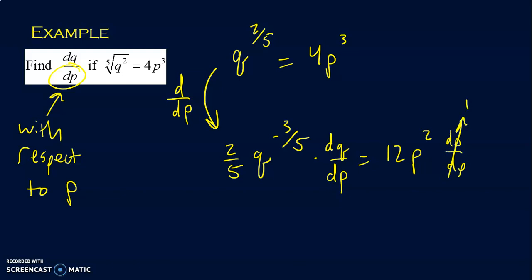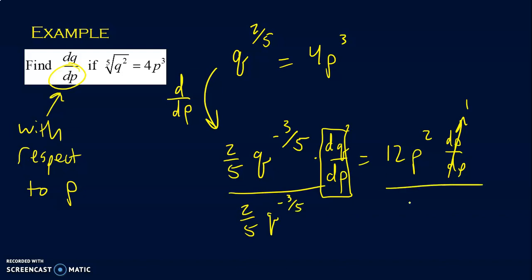That's just 1. So when you're taking the derivative with respect to that variable, you don't need to write the dp dp or dx dx. If you want to and then cancel it out, you can, but you do not need to show that on the AP exam. All right, so we want to define dq dp. This is what we want to find. So I just need to isolate it. I need to get this stuff over to the other side. So I can divide both sides by 2/5 q to the negative 3/5.